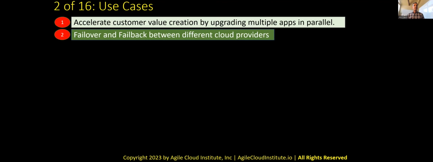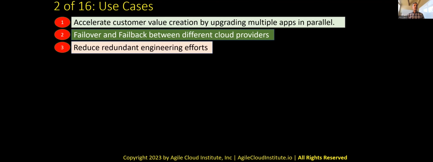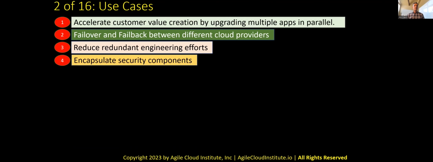Second use case enables you to migrate back and forth between different cloud providers. That use case is supported by the Agile Cloud Manager. Third use case involves reducing redundant engineering efforts. In most organizations, the same things are being done again and again, not only within the same engineering groups, but also across different engineering groups in the same organization. That's a use case, and this free tool, the Agile Cloud Manager, addresses that use case.